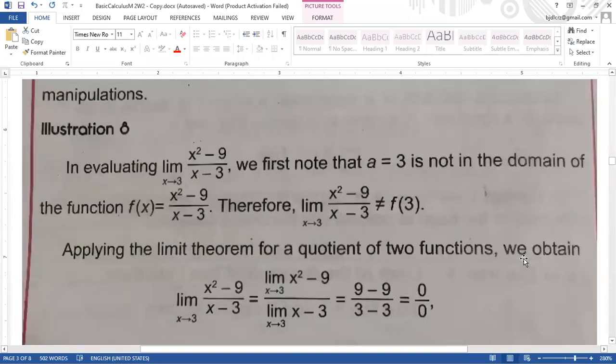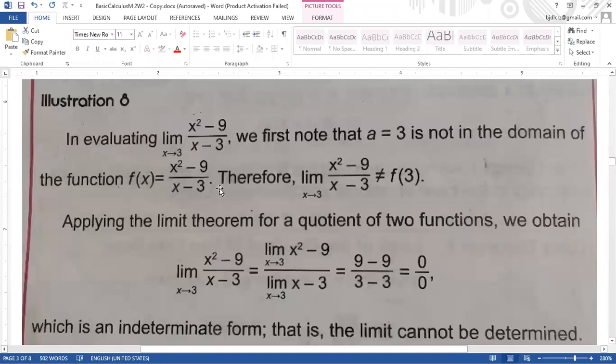Okay, an example of an indeterminate form: the limit of x squared minus 9 over x minus 3 as x approaches 3. We first note that a is equal to 3 is not in the domain of the function f of x, x squared minus 9 over x minus 3. Therefore, the limit as x approaches 3 is not equal to f of 3. Okay, let's solve this.